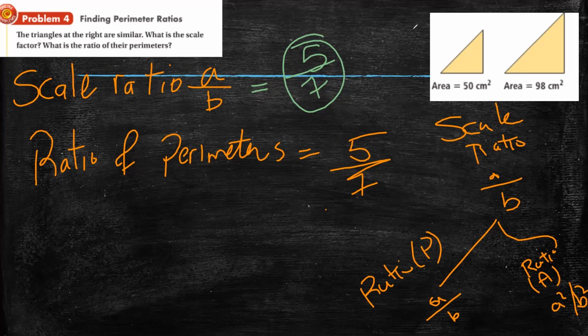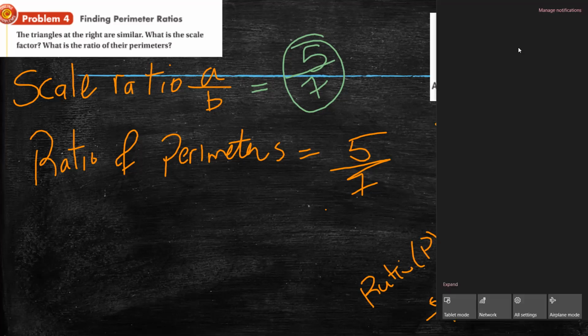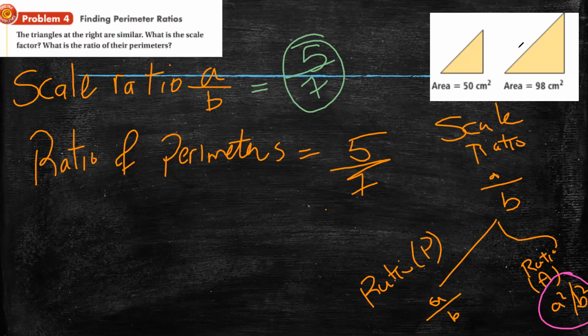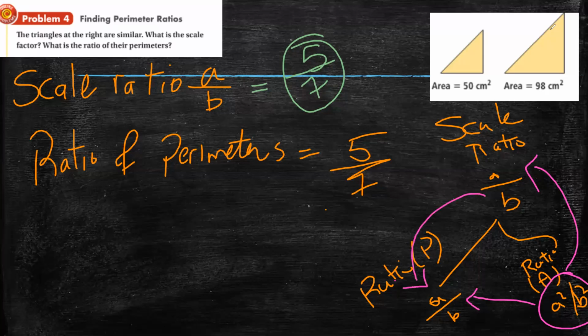In this question, he gave me A squared over B squared, and he asked me to find this one and this one. As you see, it's A squared over B squared. So under square root, you can find A over B, which is the scale ratio. If you find the scale ratio, you can find the ratio of the parameter. Is it clear now? Yes, teacher.